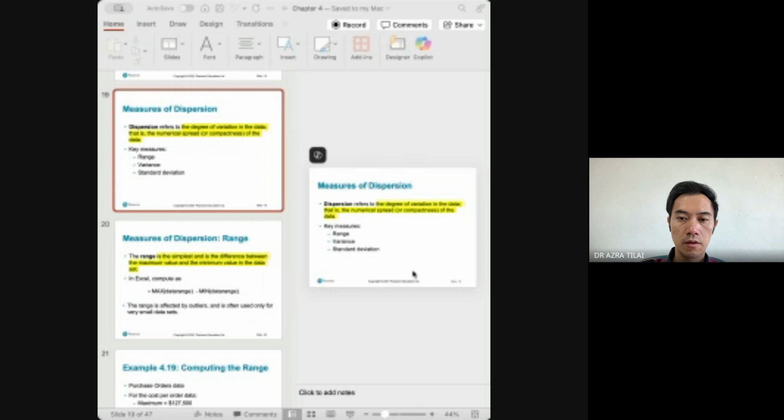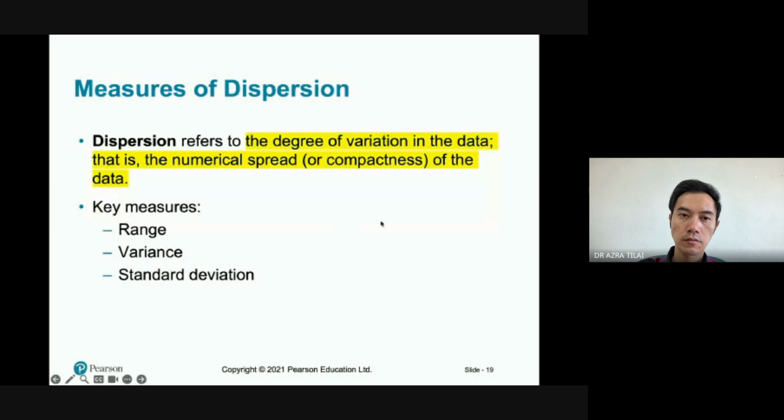Where is the slide? Here is the slide. Share window. Oh, no, not yet. Okay, now, let me drink first.